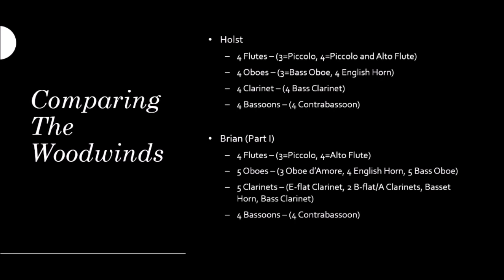5 clarinets. This is, again, 1 more than Holst uses. An E-flat clarinet, 2 B-flat or A clarinets, basset horn, and bass clarinet. Holst does not use the E-flat clarinet, nor does he use the basset horn. However, Holst will use E-flat clarinet in other works, but he never uses the basset horn. This is, in fact, one of the few British works that will use basset horn. And 4 bassoons, and 4th bassoon is always on contrabassoon, identical to Holst's.